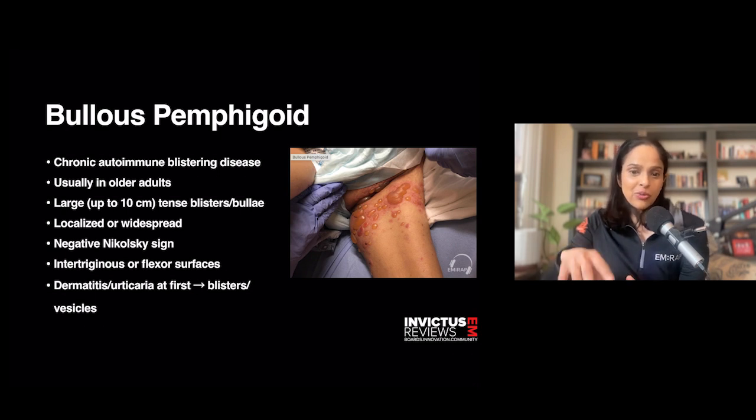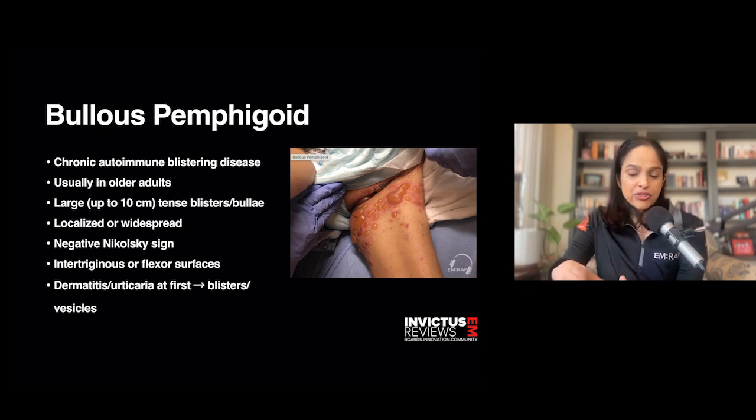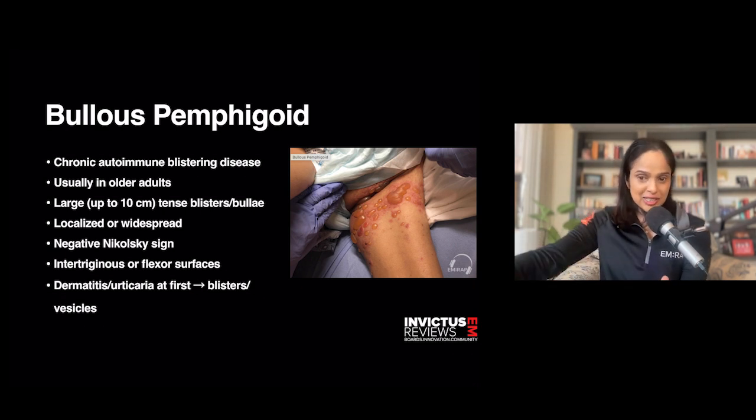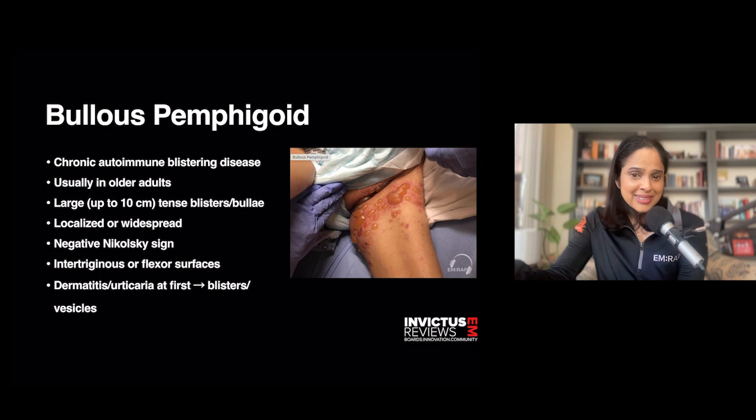And so, a lot of times you'll see it in these intertriginous areas, flexor surfaces. First it's like a rash, and then there's more blisters and vesicles, and then you've got these big bullae. And so this is going to be a referral to the dermatologist. They'll do all the biopsies and that kind of thing. But this person is not usually going to look ill. They might put them on NSAIDs and steroids.